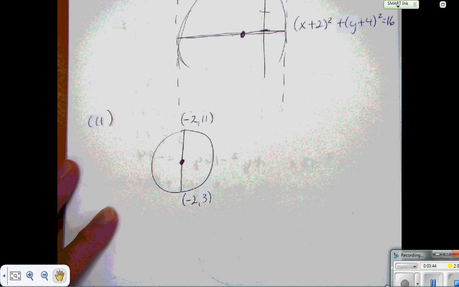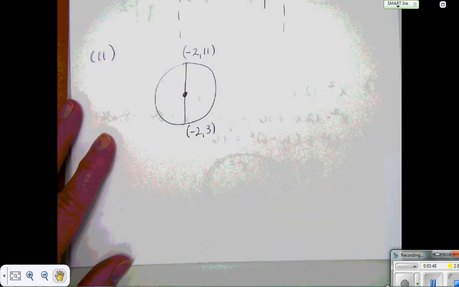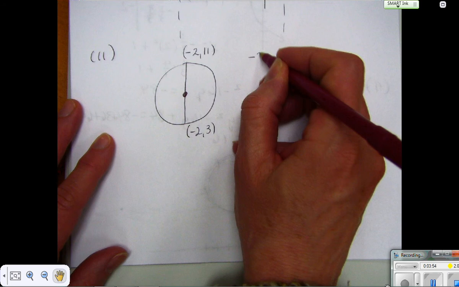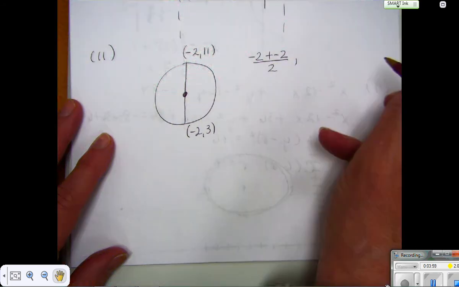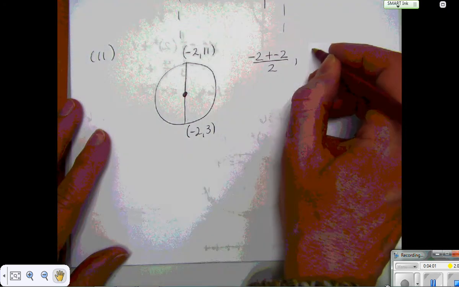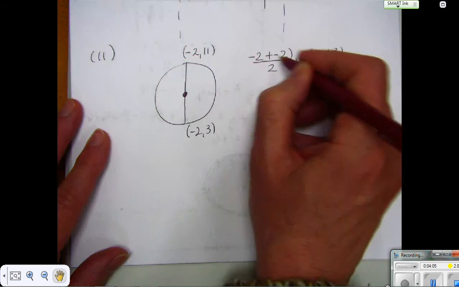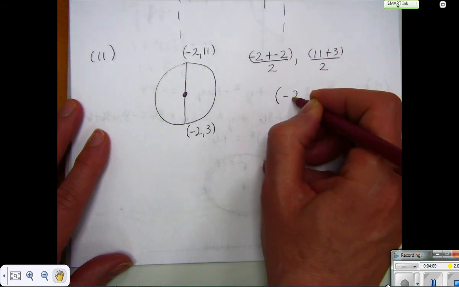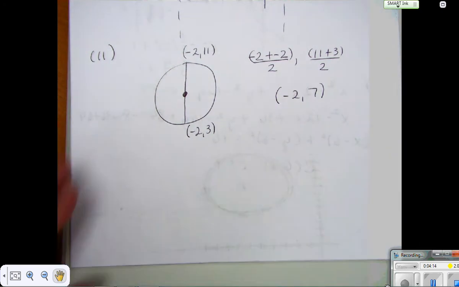Okay, so what could I use to help me figure out what the center is? Yeah, the midpoint theorem. Right, so I can take my x's, add them together, divide by 2 for the x value, and get my y's, add them together, divide by 2 for the y value. So my HK is going to be -2 and 7. That's the center point.